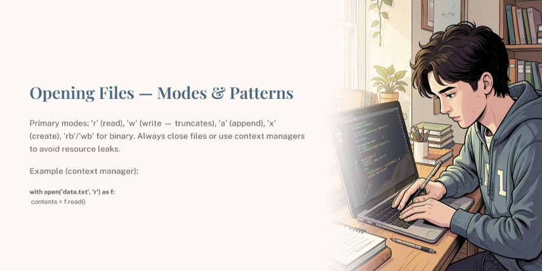So append mode is A. This mode is used when we want to append new data at the end of an existing file. Unlike write mode, append does not remove previous content. The create mode is X. This mode creates a new file. If the file already exists, it will give an error. Talking about binary mode, RB and WB, these modes are used when working with binary data.